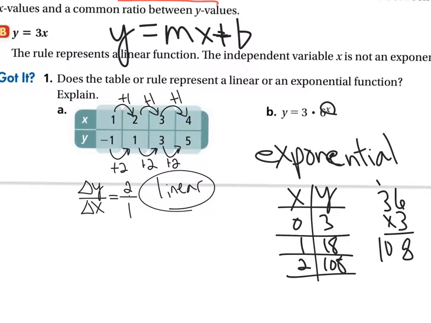108. Okay, so you can probably tell by that, and if not, you could try and graph it. That thing's going up really quick. It is nowhere even close to being a straight line. So exponential.